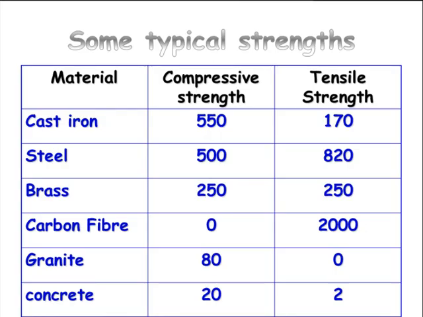Okay, just a couple of examples here of a few common materials and recorded compressive strengths and tensile strengths. So cast iron, great under compression, good under tension but nowhere near as good. Steel, very good under tension and also quite good under compression. Brass, same either way. Carbon fibre doesn't cope with compression but very, very strong under tension. Granite, the complete reverse, great under compression, not tension. And concrete, great under compression but struggles with tension. That's why we reinforce concrete, but we'll get to that in a minute.